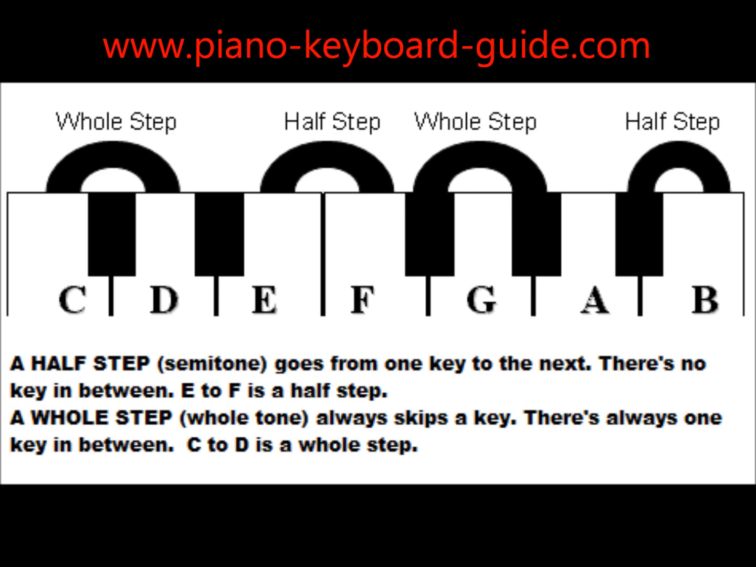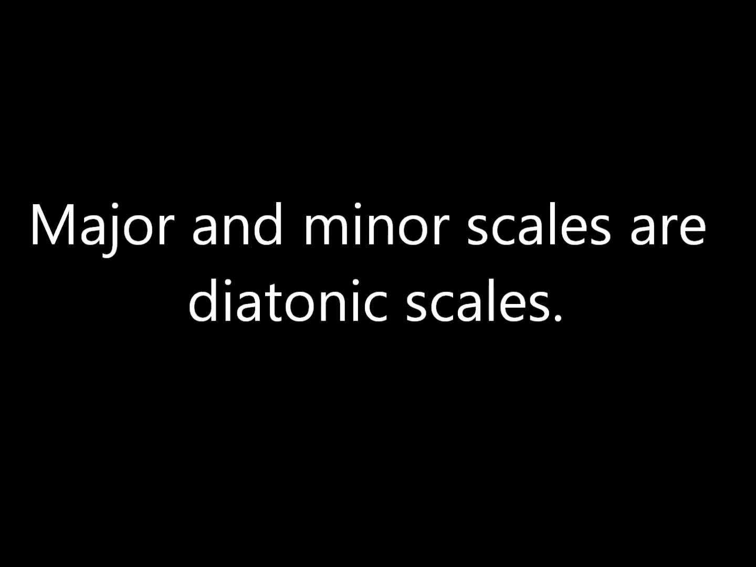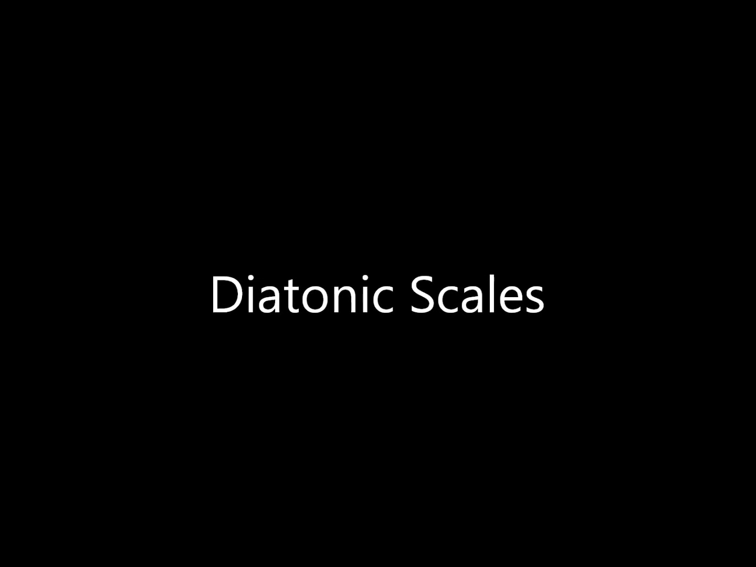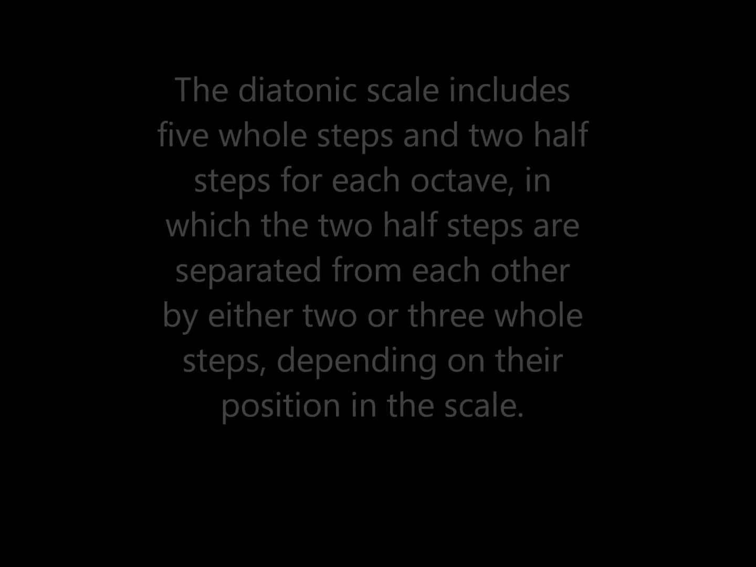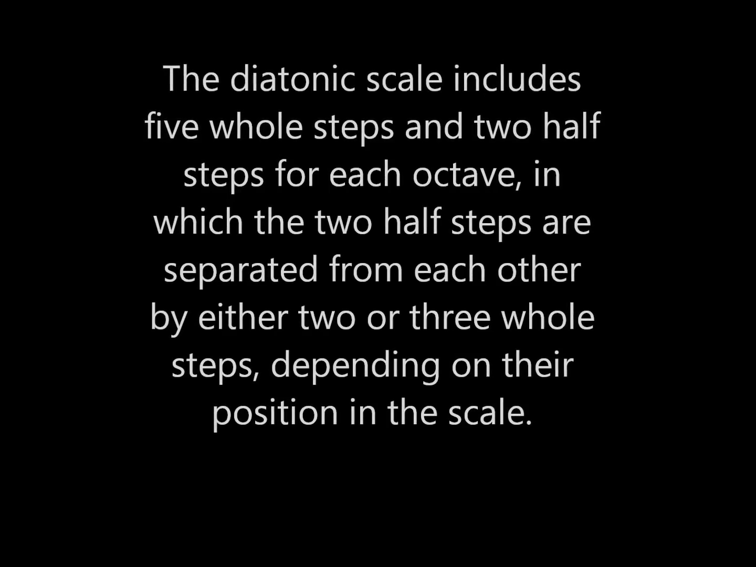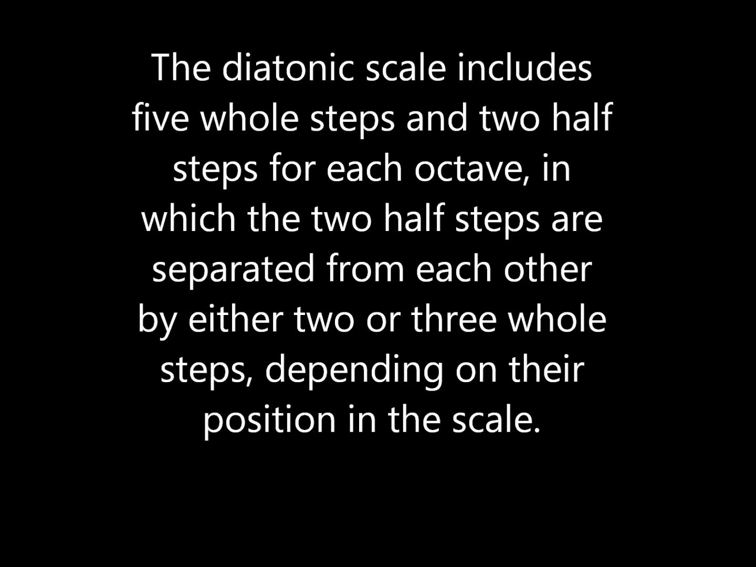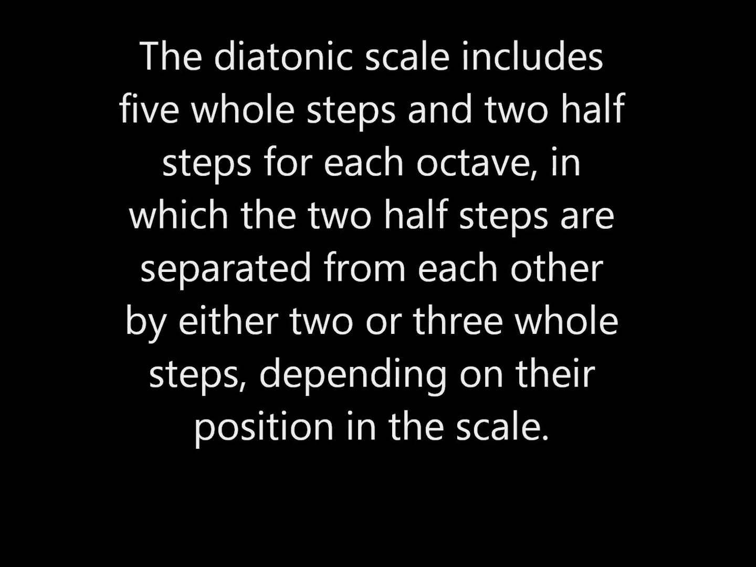It's now time to move on to major and minor scales. These scales are known as diatonic scales. A diatonic scale is an 8-note scale composed of 7 pitches and a repeated octave. The diatonic scale includes 5 whole steps and 2 half steps for each octave, in which the 2 half steps are separated from each other by either 2 or 3 whole steps, depending on their position in the scale.